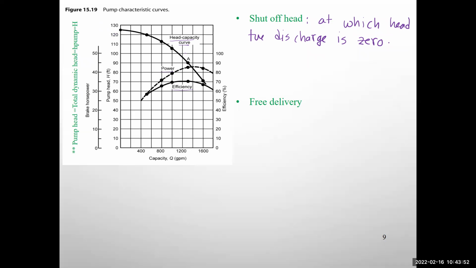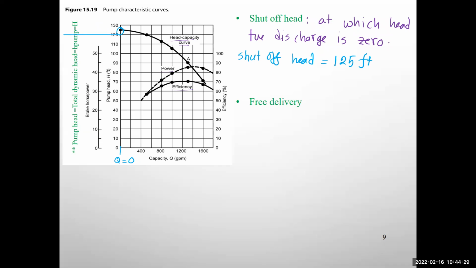Now from this head capacity curve, which point is called the shut-off head? The capacity is 0 at this point, right? So what is the head here? What is the head here? 125. Yes, that means the maximum head, right?